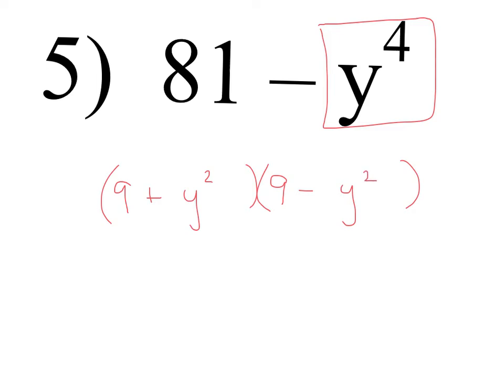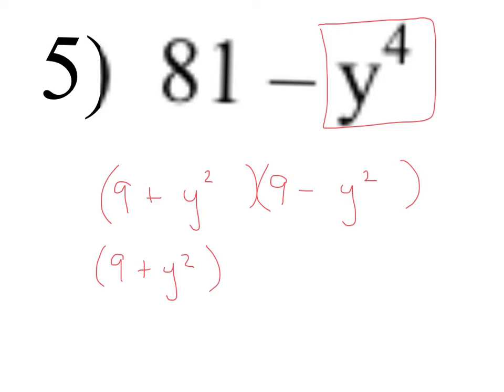Now here's the kicker when you have something like this. This factor is done. You can't do anything with that plus, there's nowhere to go. But if I look at the other factor, with that minus in the middle, I have to ask myself, can I square root and square root? And the answer is yes. So when I rewrite this, the 9 plus y squared won't go anywhere because that's not a difference of squares. But if I can square root this and this, I have to go ahead and break that down.